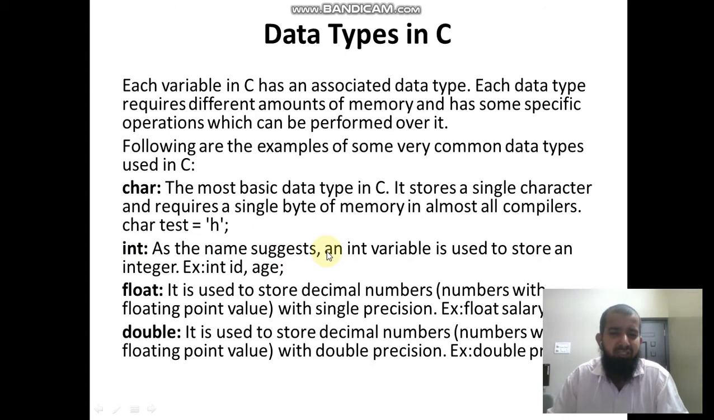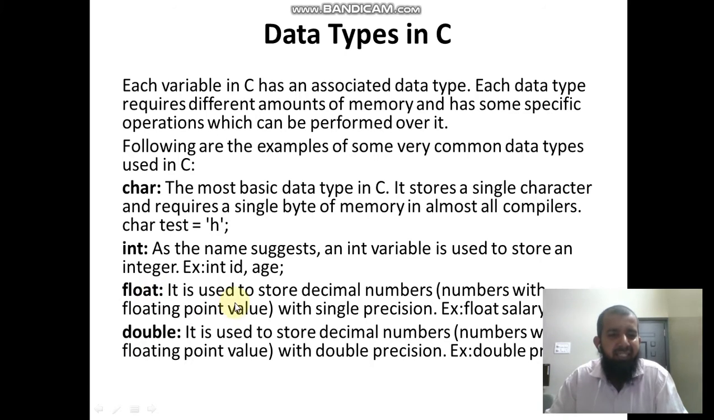Then similarly int for integer numbers. As the name suggests, an int variable is used to store an integer, only whole numbers. It does not contain any decimal point number. Example, int age equal to 25. Okay, id is equal to 5, like this.